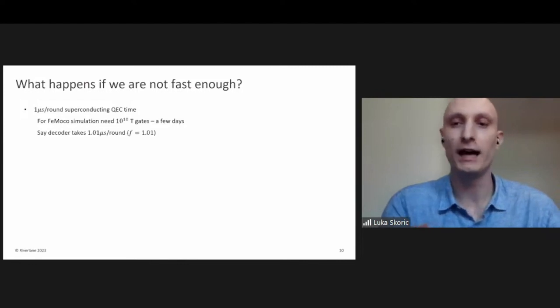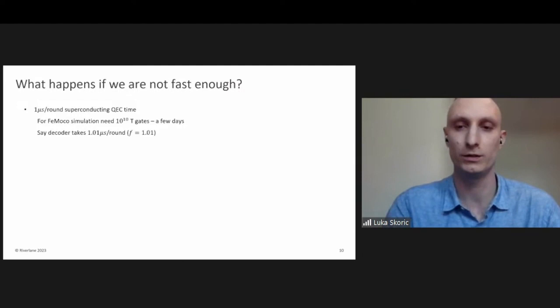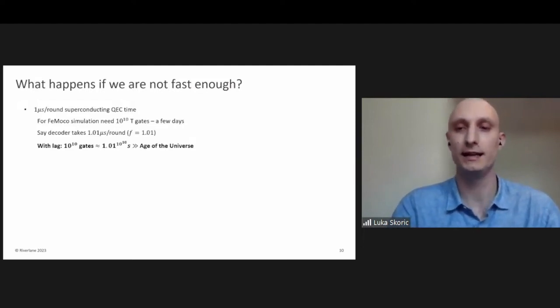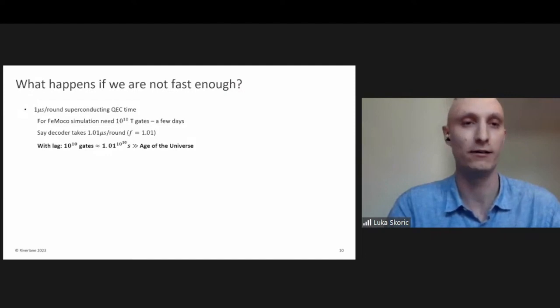Now say that the decoder lags just a tiny bit. It's on average 1% slower than the syndrome acquisition speed. This would mean that the total computation takes much, much longer than the age of the universe. We can see how this instantly kills any quantum advantage that we might have from the computer.